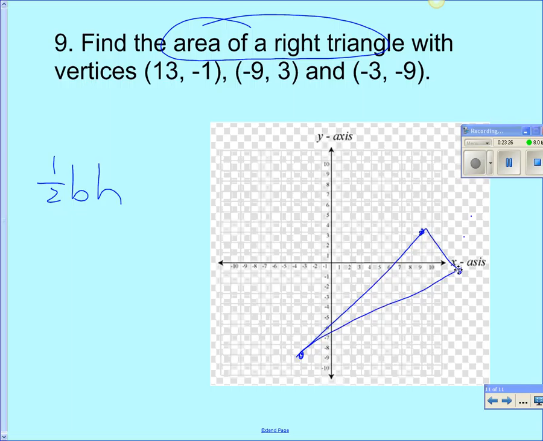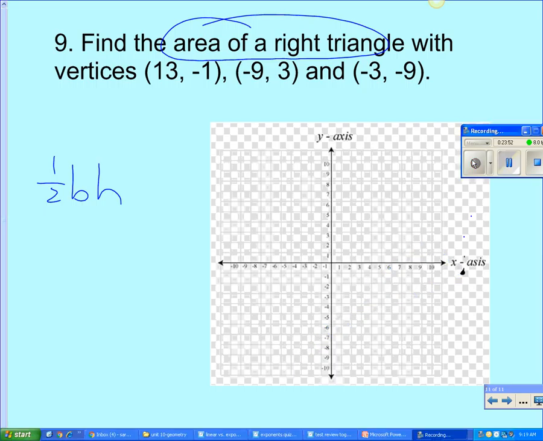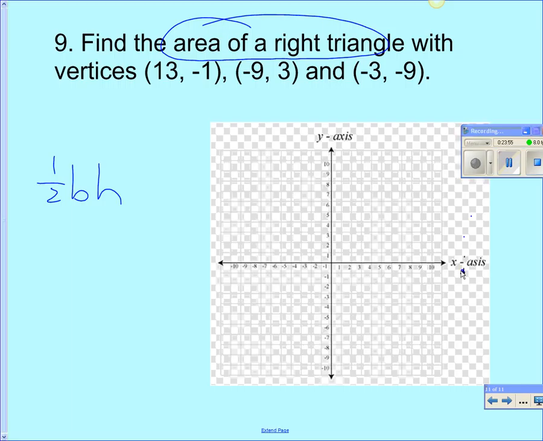Good. Haley, which one is the base and the height? This one's kind of hard to tell. Where do we think the square goes? I think the square goes here. Y'all agree with that? All right. You think it's here? All right, so that graph was wrong. 13, -1, -9, 3, -3, -9. Yep. Oops.